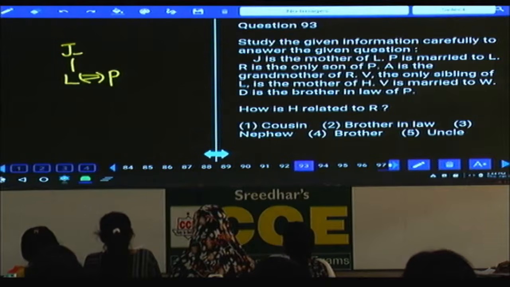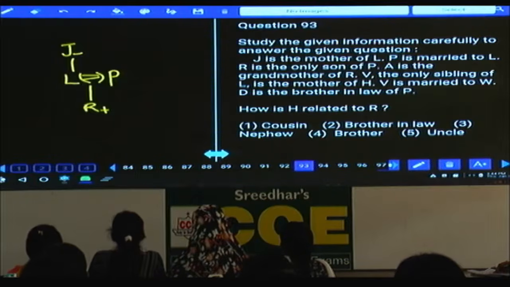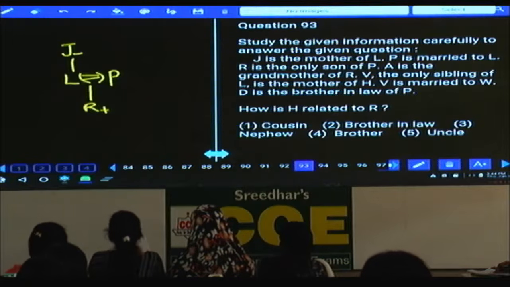The next one. R is the only son of P. As R is the only son of P, how many children is this P having? No information. Son is only one. Daughters could be n number. Maybe one daughter or no daughters or two daughters, three daughters, n number. We cannot determine the number of children this L and P are having, but the son is only one. Daughters could be n number.